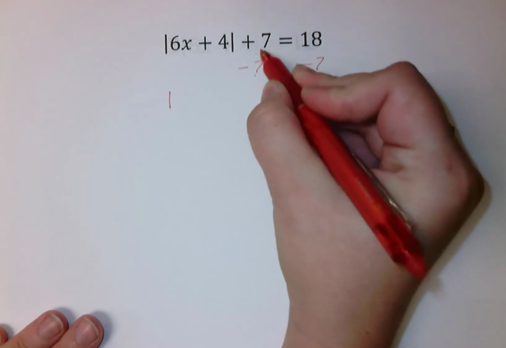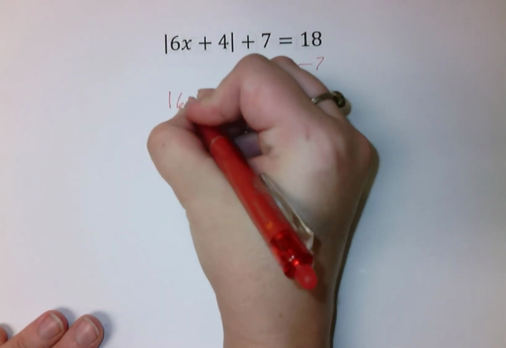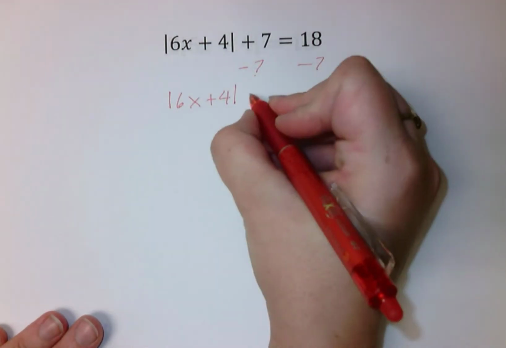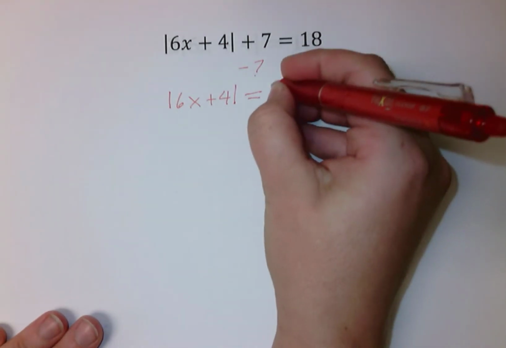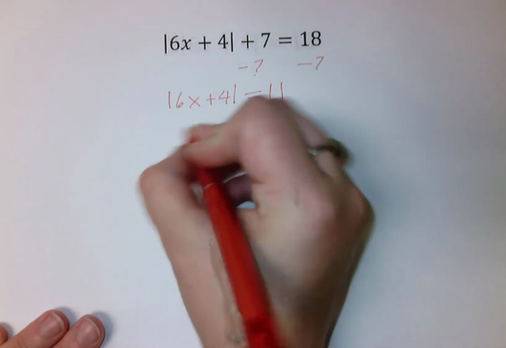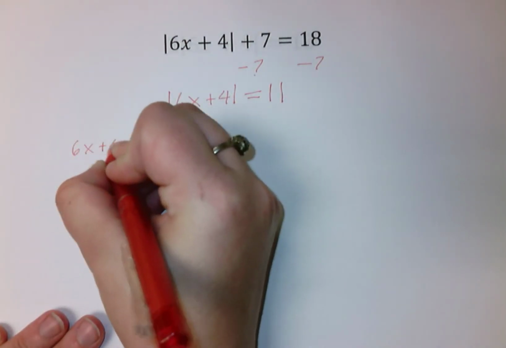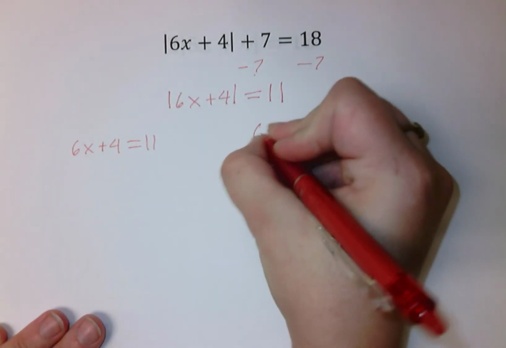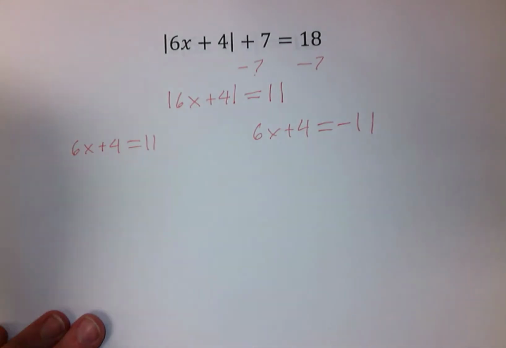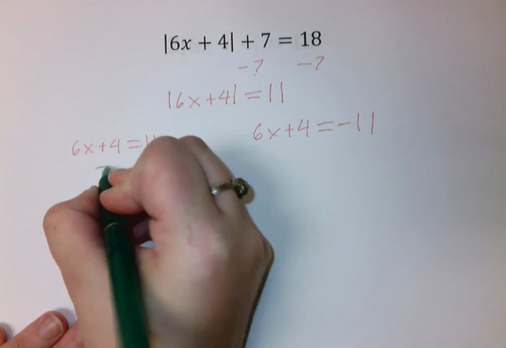So I'm going to subtract the 7 since it's adding on both sides, which leaves me with just the absolute value of 6x plus 4 is equal to 11. Now I can set up my two equations. Remember, we set one positive and one negative. Okay, so now I can solve the two equations.